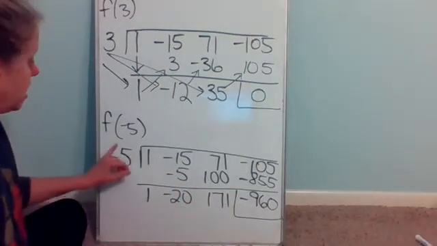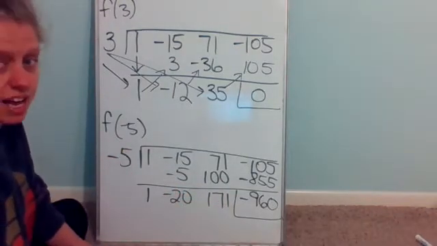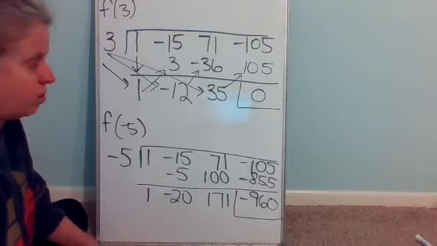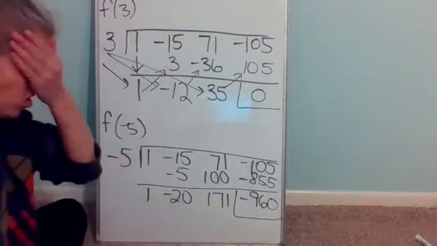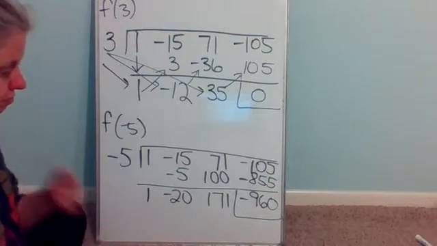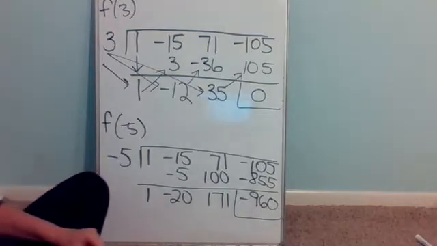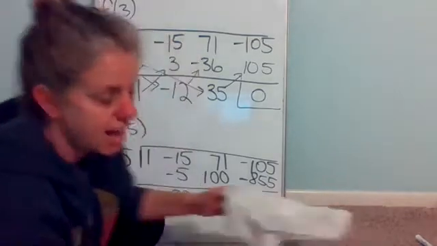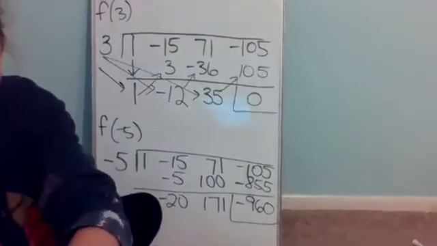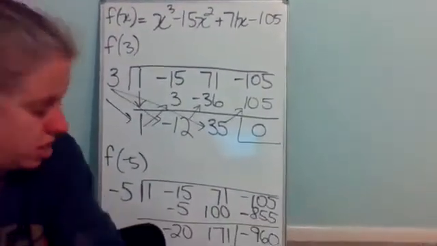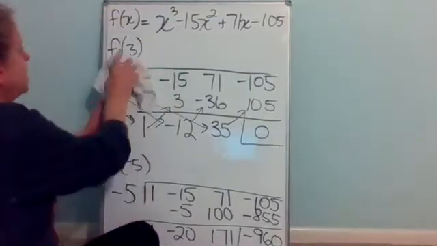So in other words, negative 5 is not an x-intercept or a 0 of this function. And then it wants you to do one more with this function. The last one we're going to do is f of 7.